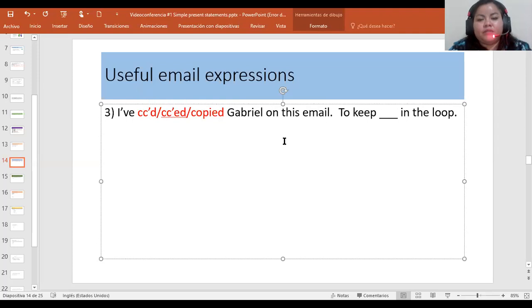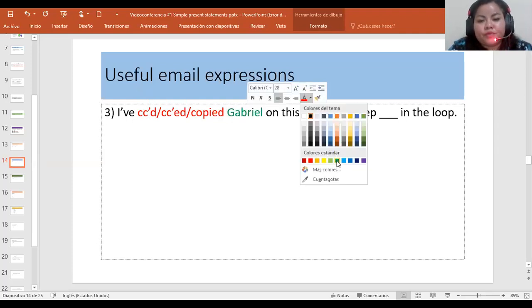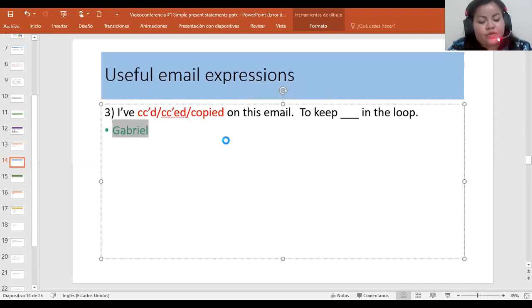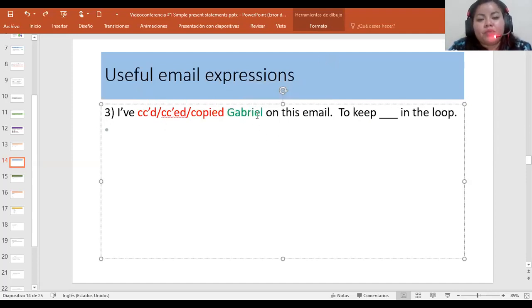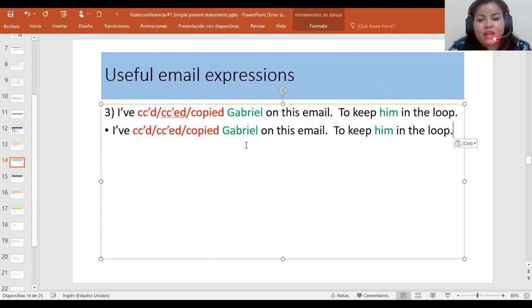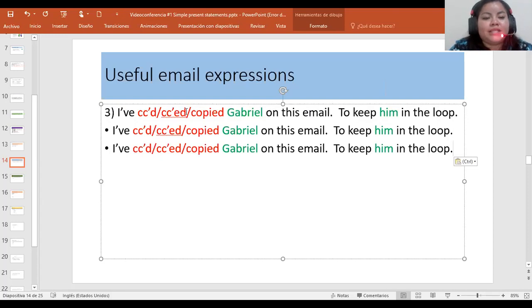Gabriel on this email, for example, right? I have copied Carmen on this email to keep him in the loop. Okay, to keep him in the loop. So in this case, we're talking about the same person. And I want you to look at this, right? Like Ricardo said, they mean the same thing, okay?